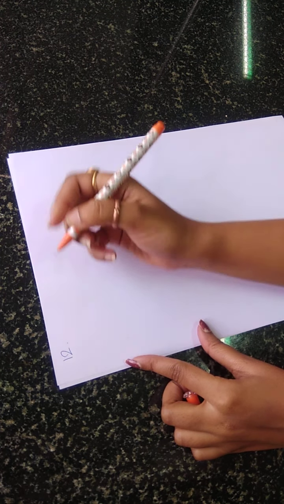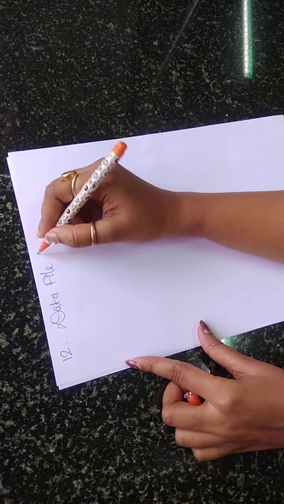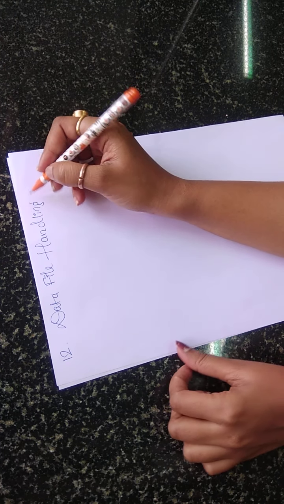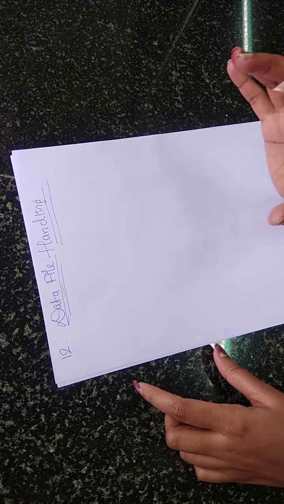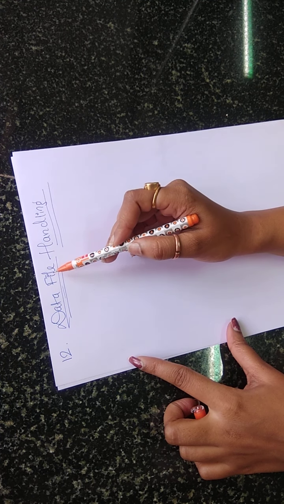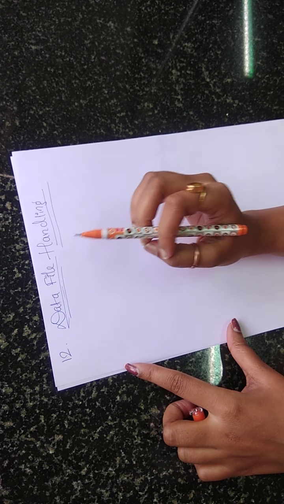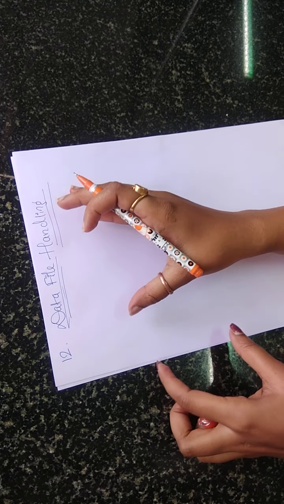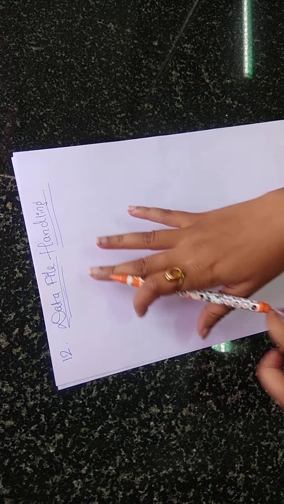So this is the 12th chapter. The chapter name is data file handling. If you read the title of the chapter, it tells you how to handle the files, how to store data in a file, what data is there in that file, how you can operate on that data, and how you can perform some functions on that data. We learn all these things here theoretically. We are not writing any programs. We are learning only the theory part in this chapter.